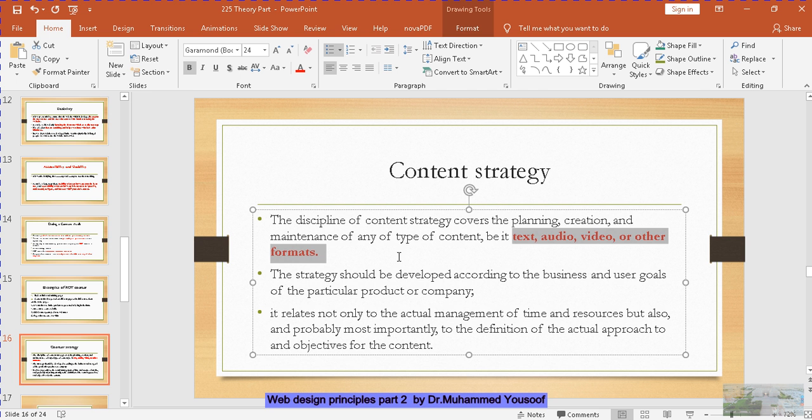So it relates not only to the actual management of time but also to the approach and objectives of the content. What you need to put, what you need to give to your customer to satisfy your business aspiration, and what your customer expects from you through this business transaction. All these things are very important to be noted. I hope until now this is clear for everyone.